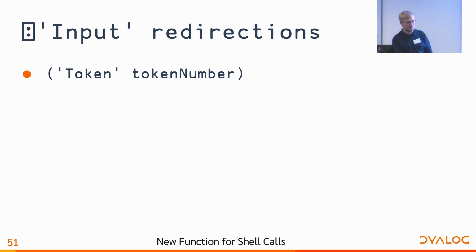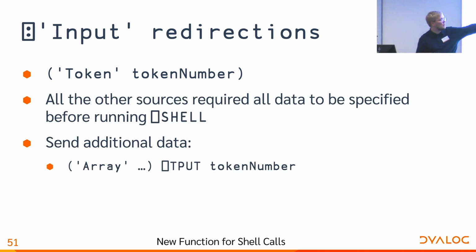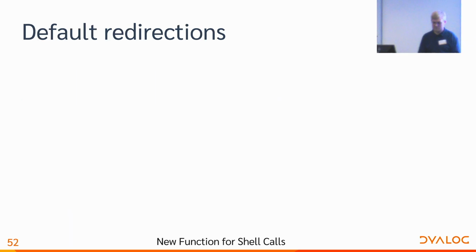I don't know if it's going to stay this way, but we wanted to have an option so that you can provide input while it runs, the similar way we have callbacks to handle the output while it runs. And so we added this token. So anytime you do a quad t put on that same token, it will take whatever you t put to it and add that as additional input to the child process. And then when you're done, you just do a t put without any left argument.